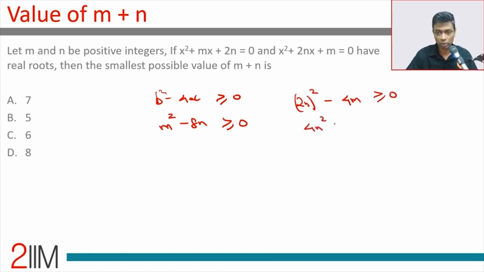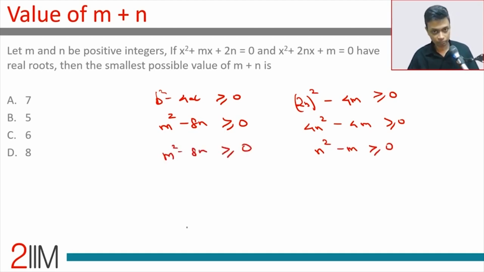Or 4n square minus 4m is greater than or equal to 0. N square minus m greater than or equal to 0. M square minus 8n greater than or equal to 0. Lovely. We have this. After this, do not do this algebraically. It's a pain. We find m square is greater than or equal to 8n, and n square minus m greater than or equal to 0. From now on, we want m plus n to be as small as possible.